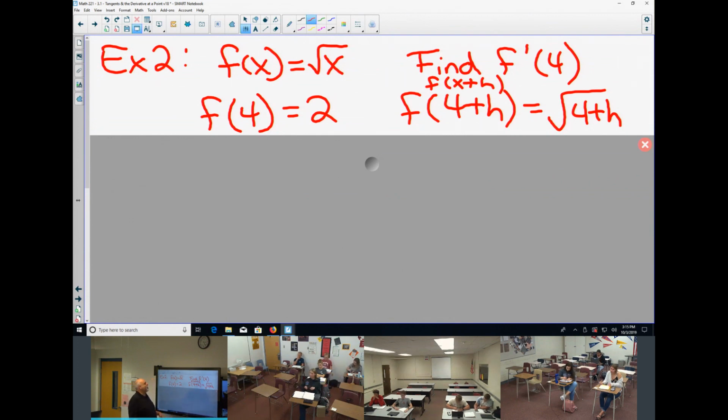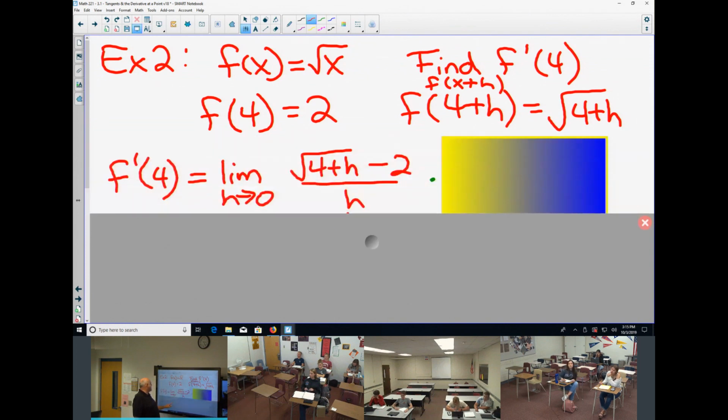Okay? So now I set up my limit the same way. The slope is the limit as h approaches 0 of the f of 4 plus h, so that's the square root of 4 plus h, minus the f of 4, which is 2, all over h. Okay, so now do you remember from chapter 2, how do we do a limit like that that has a radical?